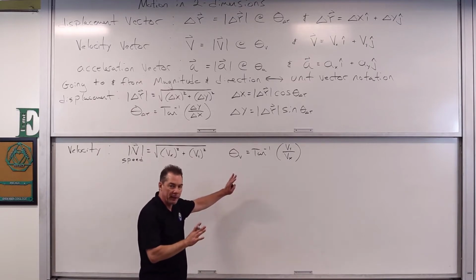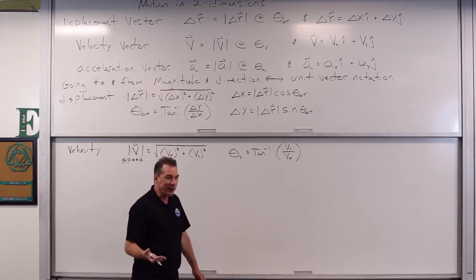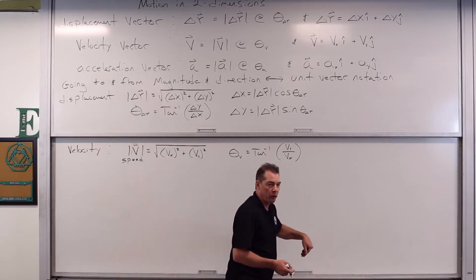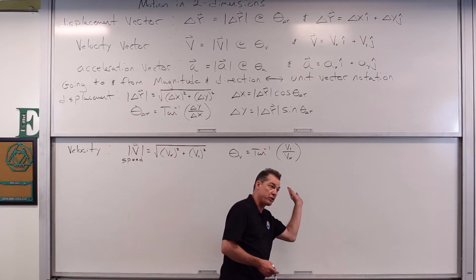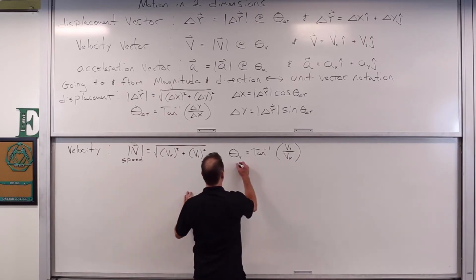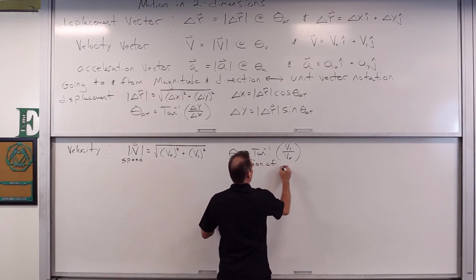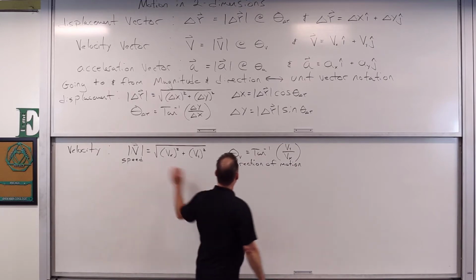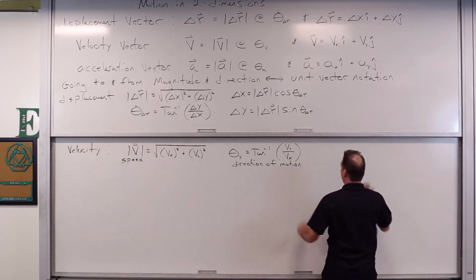You still have to be a little bit careful about adding 180 degrees onto it or not. Knowing if you're in the second or third quadrant, you're going to have to add 180 degrees onto it. But this is the direction of motion. Magnitude of speed. Angle is the direction of motion.